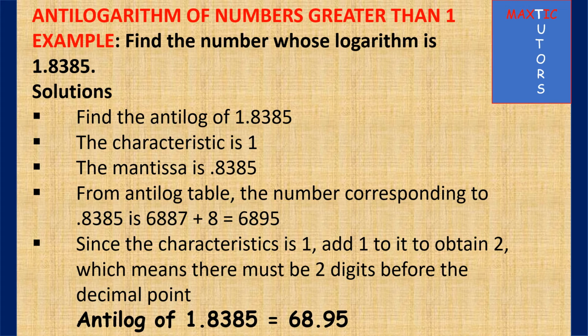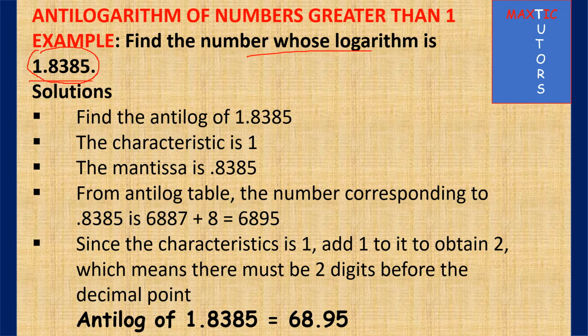Now let's look at antilog. Antilog is the opposite of logarithm. Now this example says you should find a number whose logarithm is this. That means indirectly find the antilog of this number. So what are the steps? Find the antilog of 1.8385.